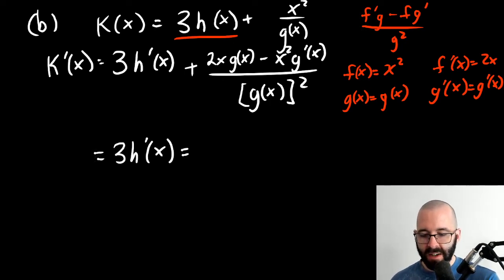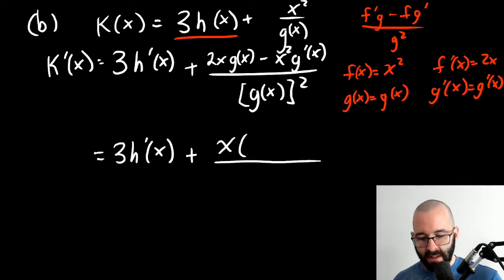Again, we want to factor the numerator to see if anything cancels. The numerator, the only thing that we can factor is an x. And we're left with 2 times g minus x times g prime. The bottom, again, is just stuck as g of x squared.